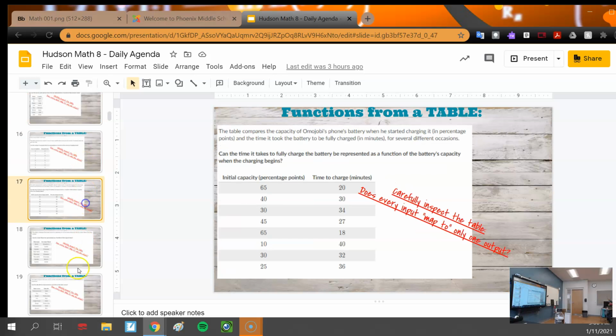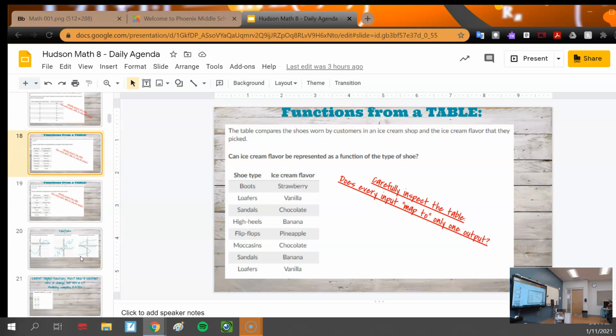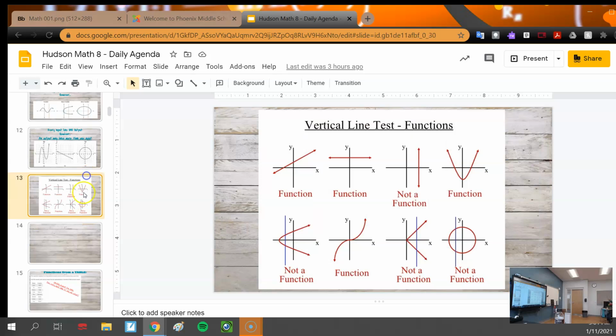Input, outputs. Wait, hold on. I got a question. Yes. Could you go back up? That one where it's just a straight line. The horizontal one? Yeah, I got one of those. It was a negative, and I got that wrong. It was that one down here. Yeah, I ended up getting that wrong.